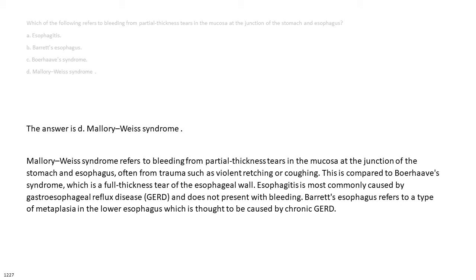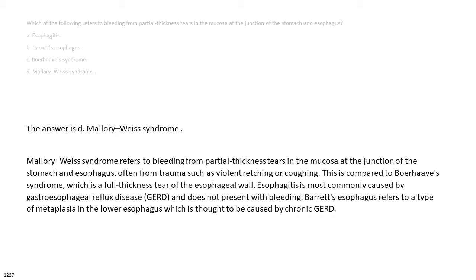The answer is D. Mallory-Weiss syndrome. Mallory-Weiss syndrome refers to bleeding from partial thickness tears in the mucosa at the junction of the stomach and esophagus, often from traumas such as violent retching or coughing. This is compared to Boerhaave's syndrome, which is a full thickness tear of the esophageal wall.